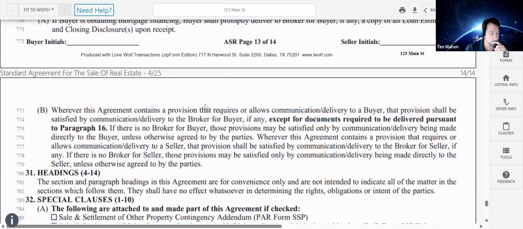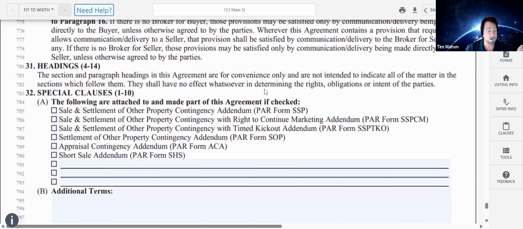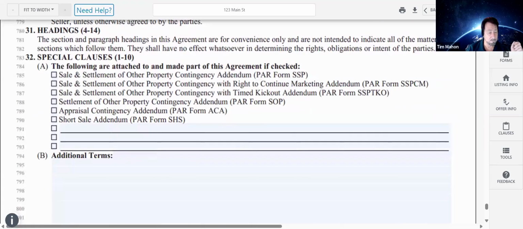Okay, that's whenever the agreement contains provisions requires or allows communication to a buyer, that provision shall be satisfied with communication delivered to the broker or the buyer. Pretty much what I just said. Headings are for convenience, and there are other addendums that may be attached to this agreement of sale.